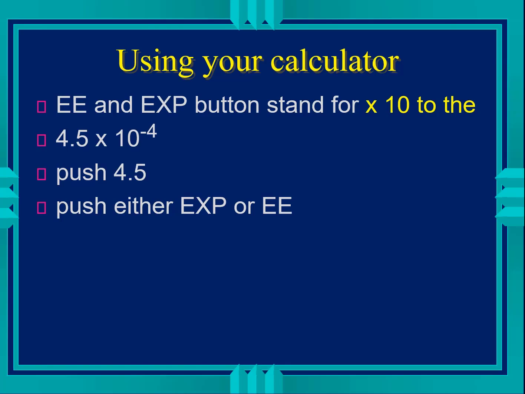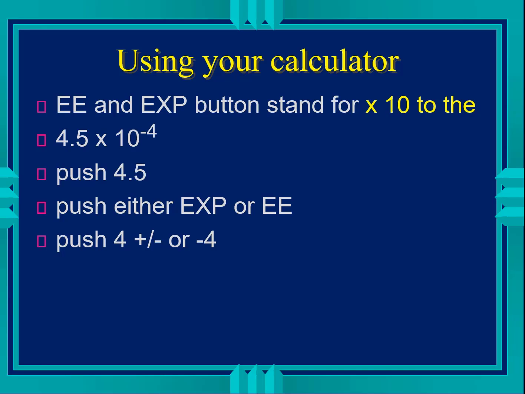Whatever your calculator does, it's telling you where it's going to write the exponent. So the next thing you need to get in is that -4. So don't push subtract. Push the change sign one, -4. Okay? And if you got -4 there, that is how your calculator is going to write 4.5 times 10 to the -4th.